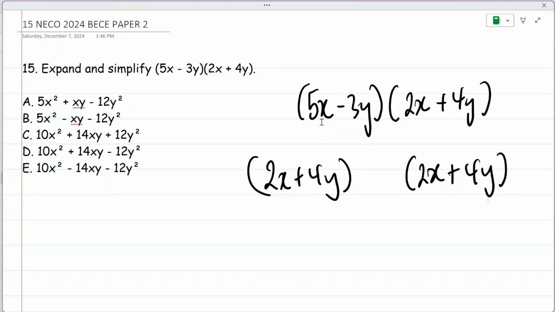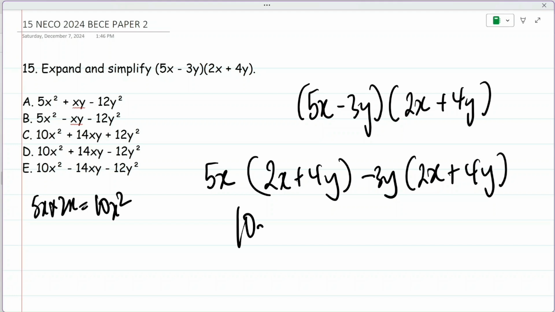Now the first one would have the 5x, and second one we have the minus 3y. We're still doing the same thing as what was first explained. So we have 5x times 2x. 5x times 2x is, you do 5 times 2, that's 10. Then x times x is x squared. So you have this as 10x squared.